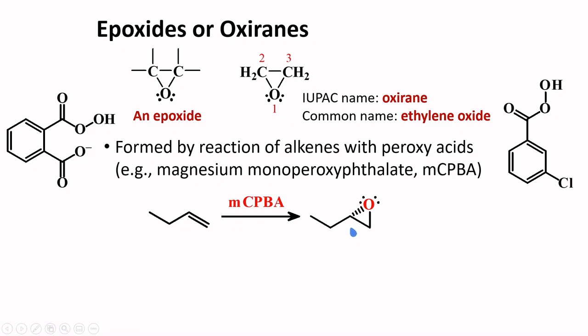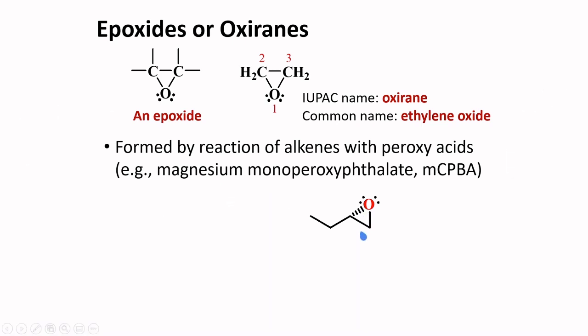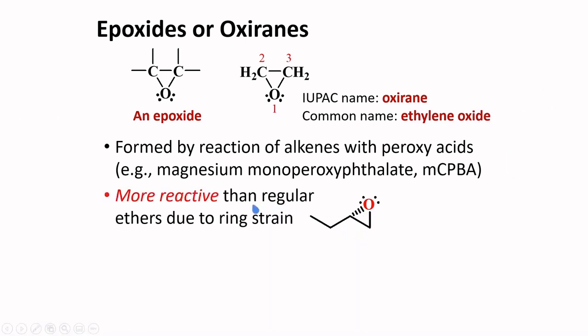Because the alkene has a flat feature, the epoxide may form on either side. This bond is drawn downwards. But an isomer can also be formed wherein this bond is oriented upwards. Now, an epoxide is more reactive than regular ethers because of ring strain.